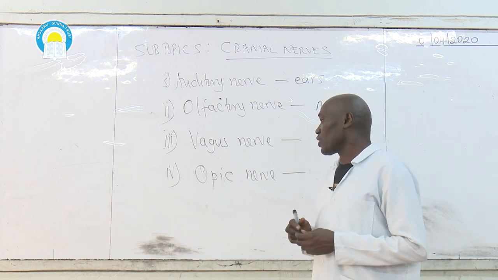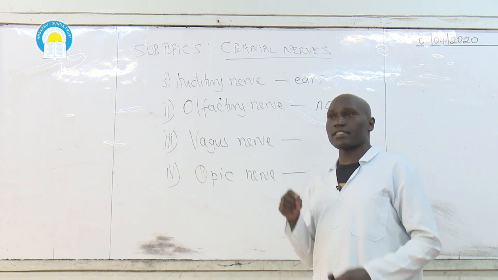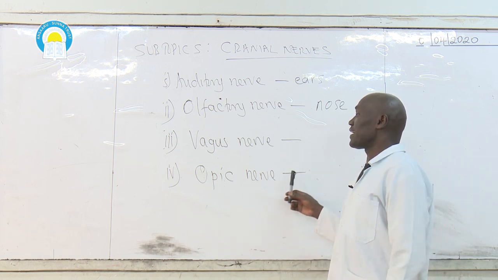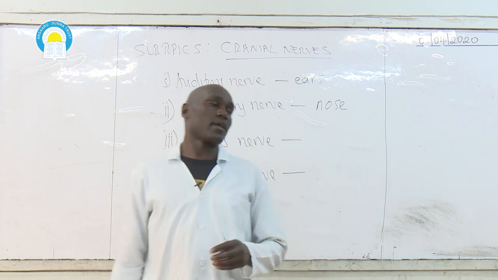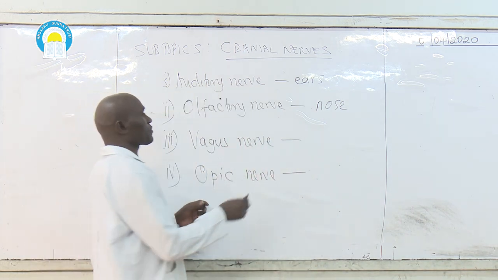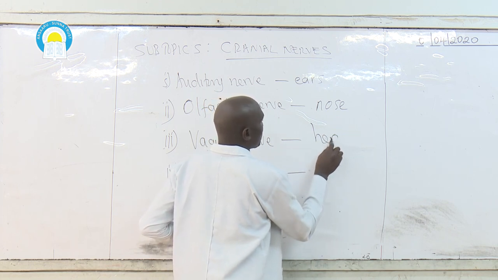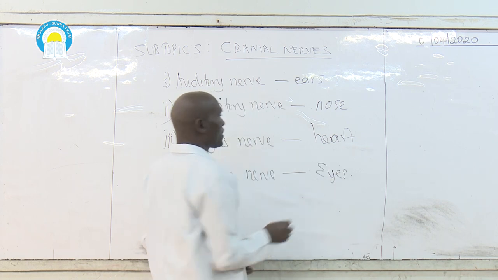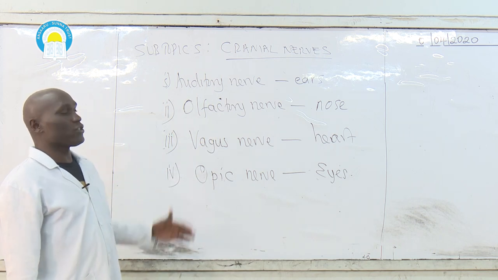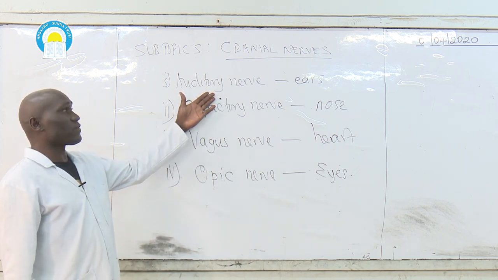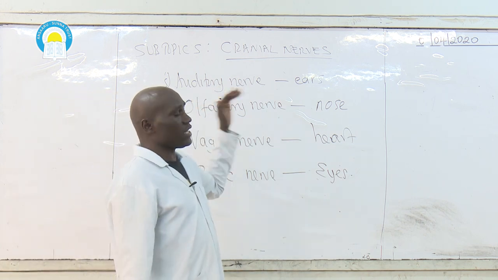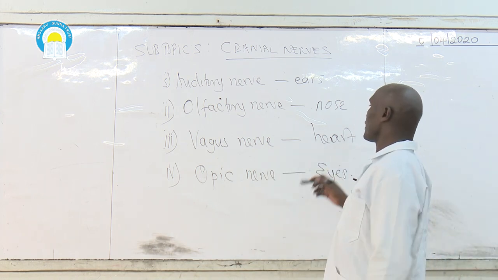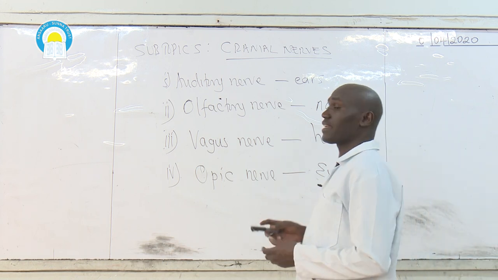Optic nerves are two. We have one optic nerve that links the right eye to the brain and another one that links the left eye to the brain. So optic nerves link eyes to the brain. So those four are enough to serve as examples of cranial nerves. So in summary, cranial nerves link the brain to various body organs. Examples of cranial nerves: auditory nerve links the ears to the brain, olfactory nerves link the nose to the brain, vagus nerve links the heart to the brain, and optic nerve links the eyes to the brain.